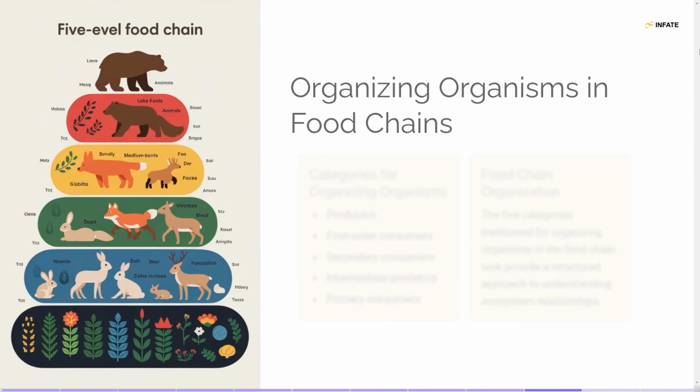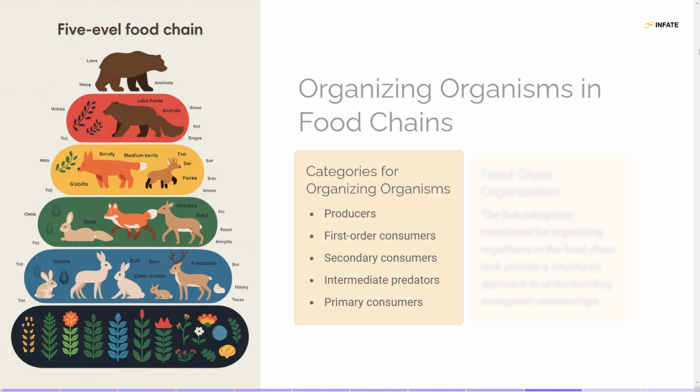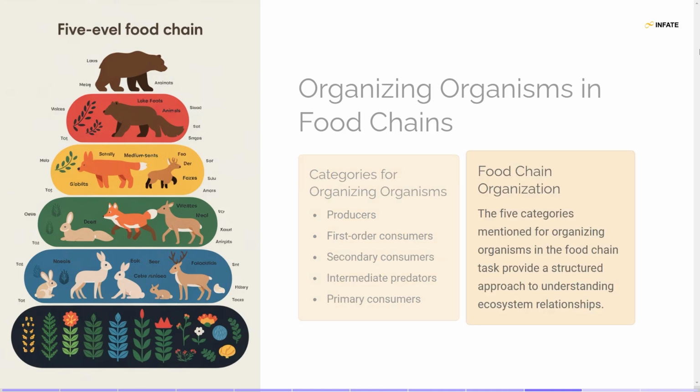Slide 10, Organizing organisms in food chains. This slide explains how organisms are categorized within food chains. 1. Categories for organizing organisms: producers, first-order consumers, secondary consumers, intermediate predators, primary consumers. 2. Food chain organization. These 5 categories provide a structured approach to understanding the relationships between organisms in an ecosystem, illustrating how energy flows through various levels.